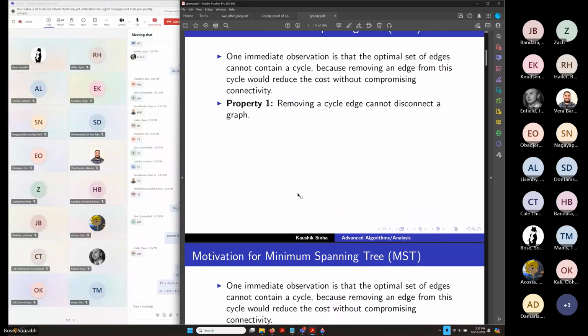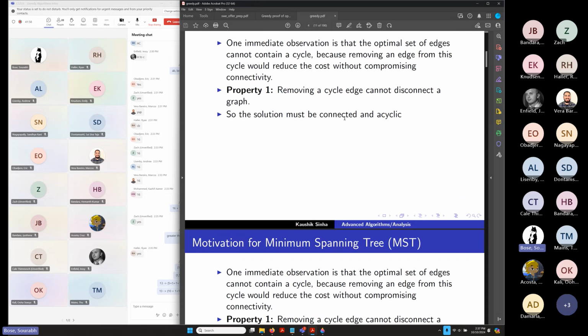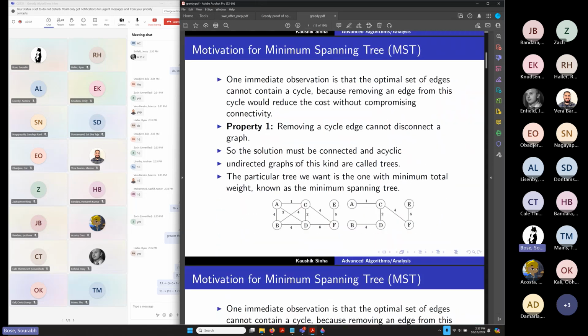So the first property is removing a cycle edge. We are going to discuss three properties first. Removing a cycle edge cannot disconnect a graph, so the solution must be connected and acyclic. Undirected graphs of this kind are called trees. The particular tree we want is the one with the minimum total weight, known as the minimum spanning tree.